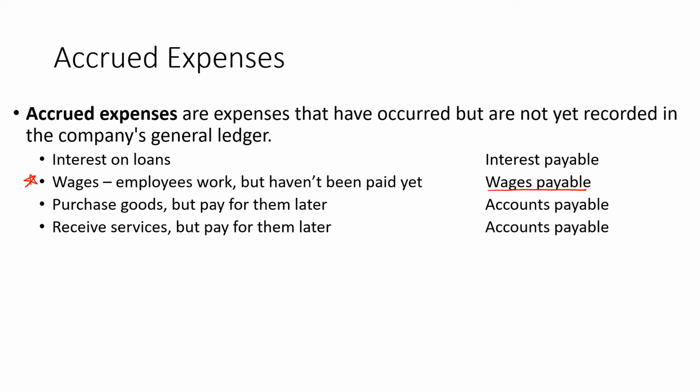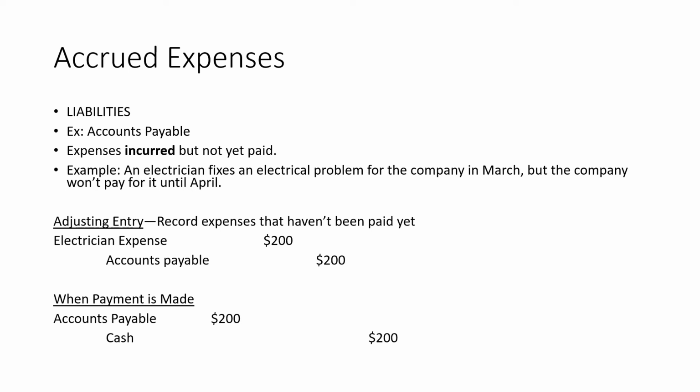Another example would be if the company purchases goods but will pay for them later. That's going to be recorded as accounts payable. And then similarly, if the company receives services but will pay for them later, also recorded as accounts payable. So accrued expenses are liabilities. The biggest example of an accrued expense is accounts payable, but for the most part, they will always end in payable. So accrued expenses are payables.